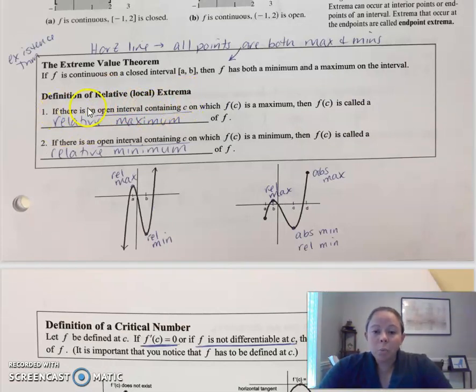So if there is an open interval containing c on which f of c is a maximum, then f of c is called a relative max of f, and then vice versa, relative min. Now, this is going to be within an interval, so this is not going to include the endpoints. There's always going to be numbers around it, so you can really see within that local, and oftentimes that's where the name local comes from.